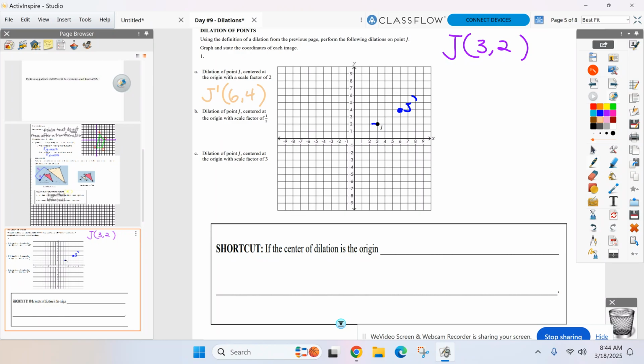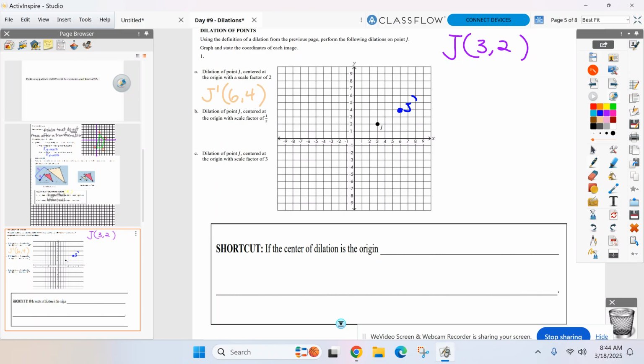All right, we all good? All right, now let's do it with a scale factor of 1/2. So where's J going to go? Closer or further away? Closer to the origin. Half the distance now. All right, so T just said, hey, up 2 over 3. You better cut that in half now.